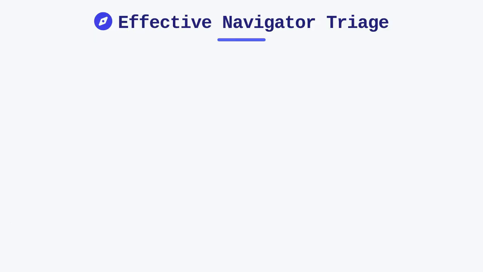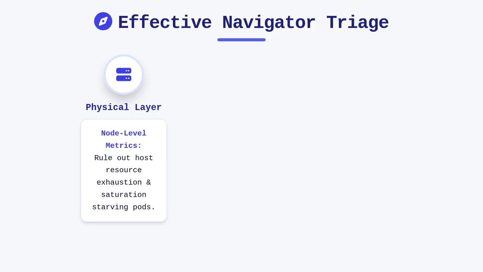Using the Navigator effectively requires a disciplined approach to identifying the root cause of service latency, which often involves a transition from the physical to the logical layer. You should begin your triage by examining the node-level metrics to ensure that the underlying host is not experiencing resource exhaustion. If the node displays high saturation levels, even if the node itself is not crashing, it might be starving the pods of necessary compute resources.